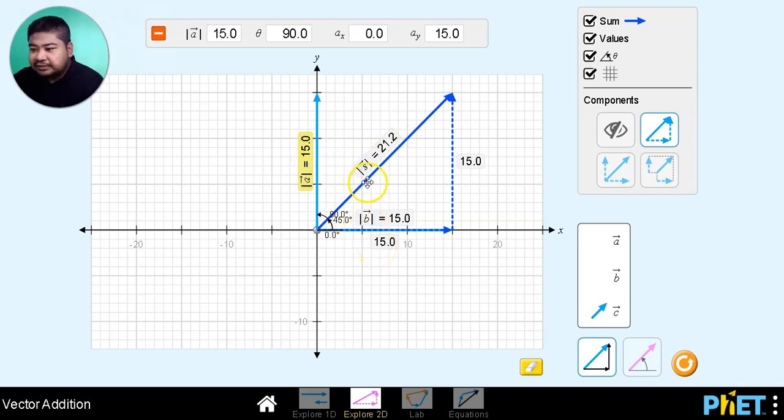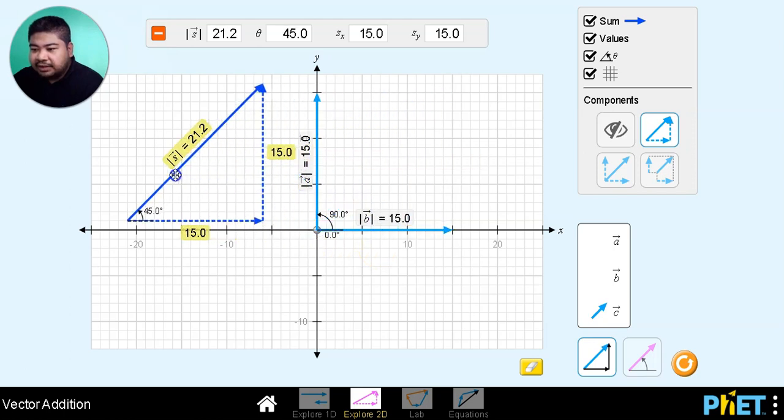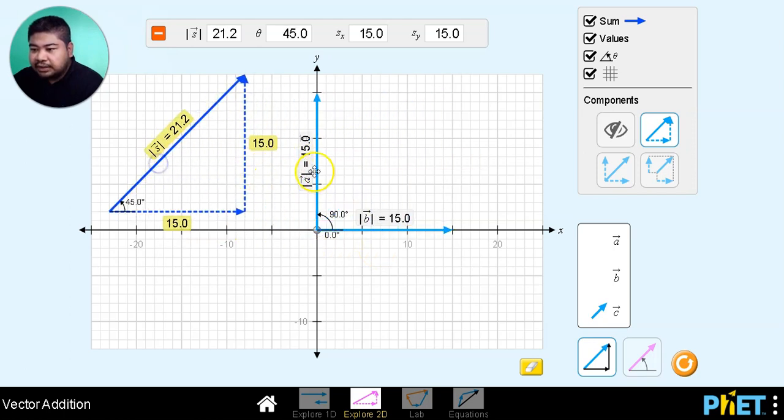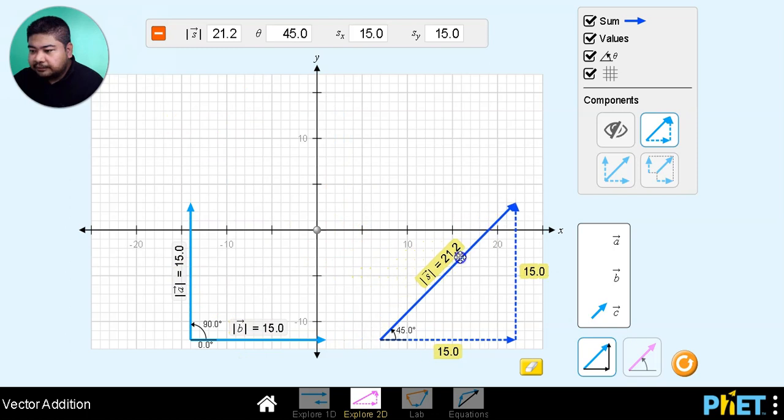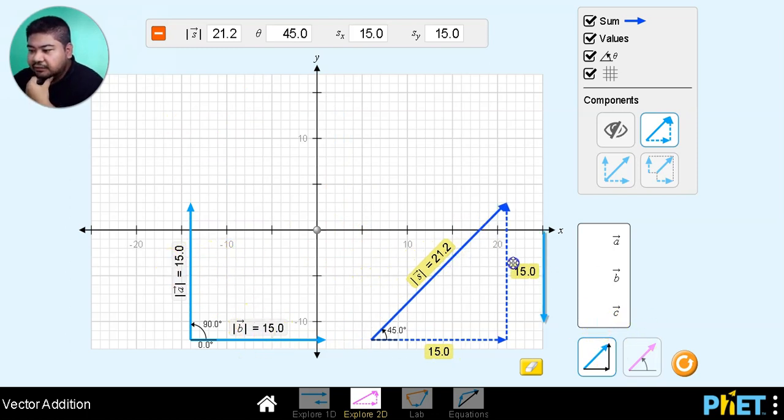Okay, so let's say I'm going to add another vector. I'm going to move vector A down here. It still has the same length, 15, and then vector B down here. So the sum of these two vectors is the vector in the blue. I think I'm going to move it here. So we have these two vectors, and then I'm going to add another vector.